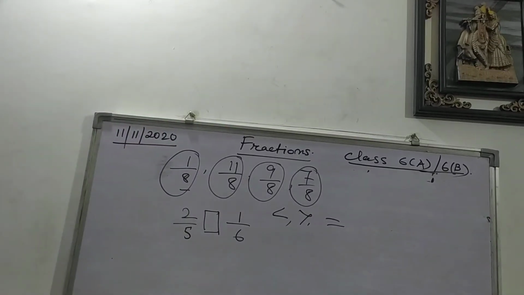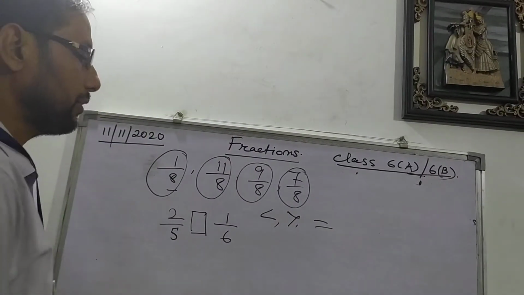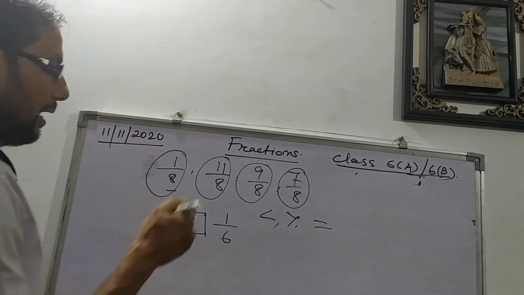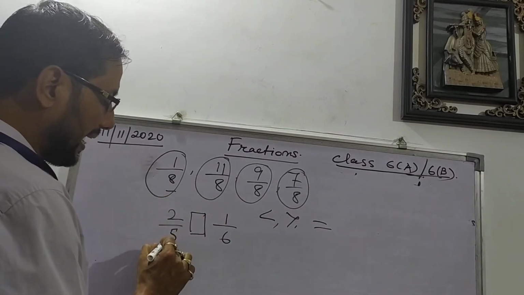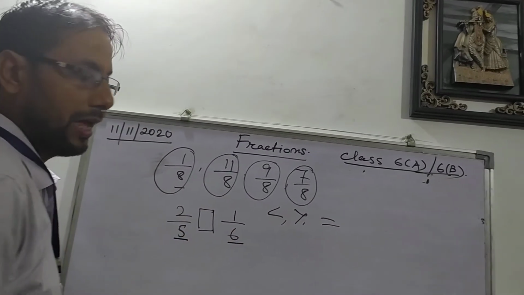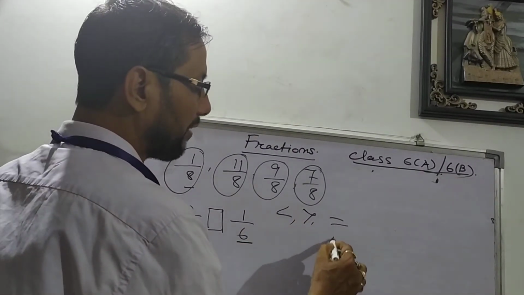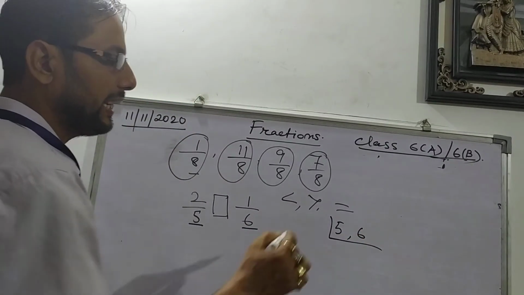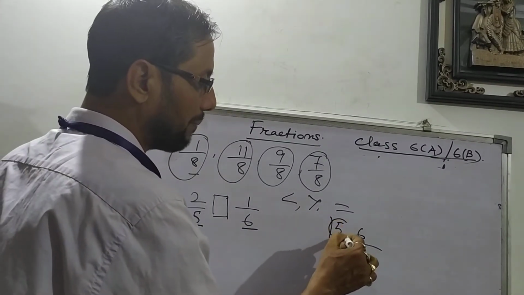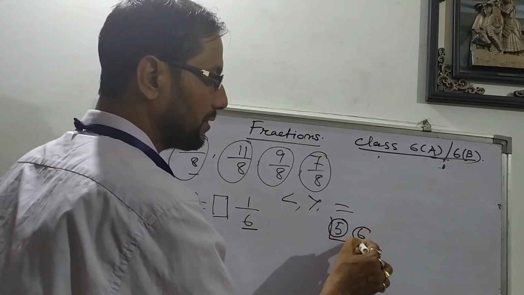See students, here 2 by 5 and 1 by 6. First of all, let me take the LCM of 5 and 6. Now, if I have to take the LCM of 5 and 6, what will I do? Like this we used to do. Here we can see that one is a prime number and the other is a composite number.